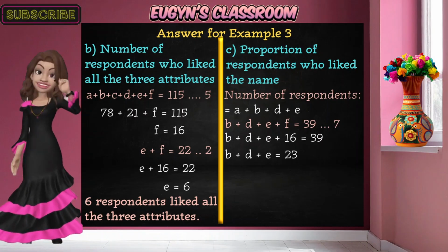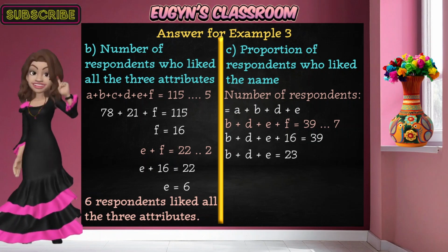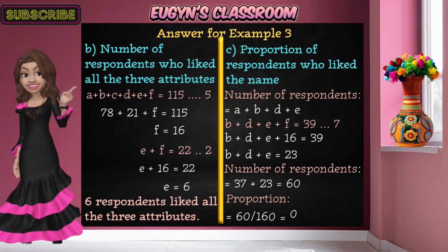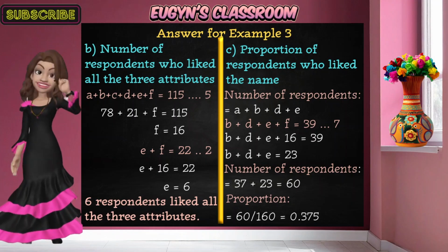Then the value for A is 37 from equation 4. In that case, the number of respondents will be 37 plus 23, which is 60. Then the proportion of respondents will be 60 divided by 160, which gives us 0.375.